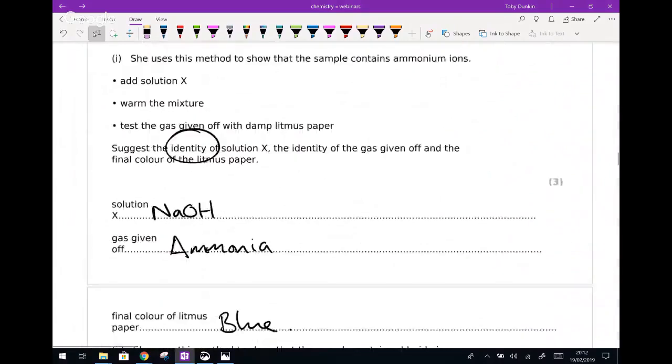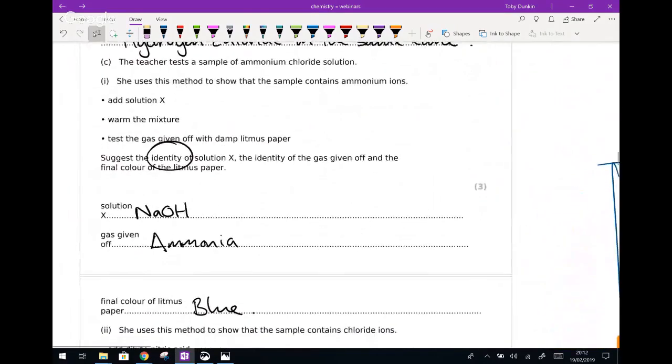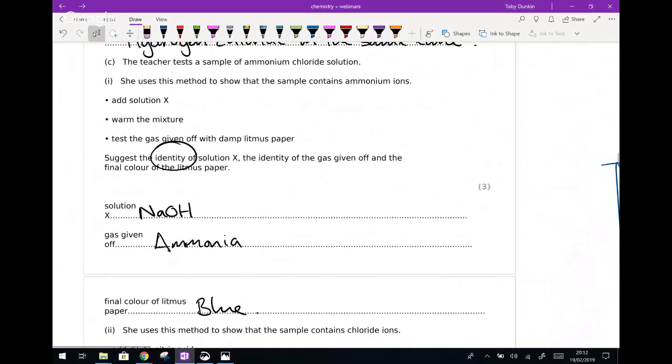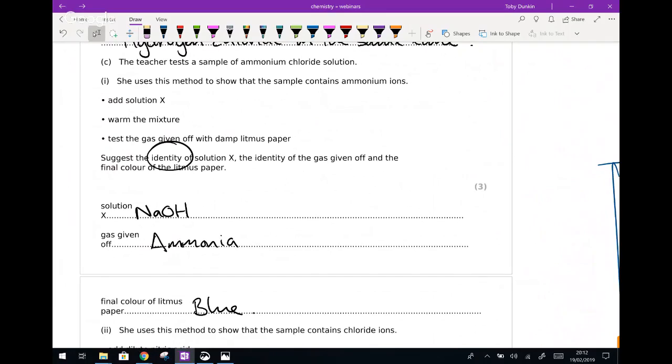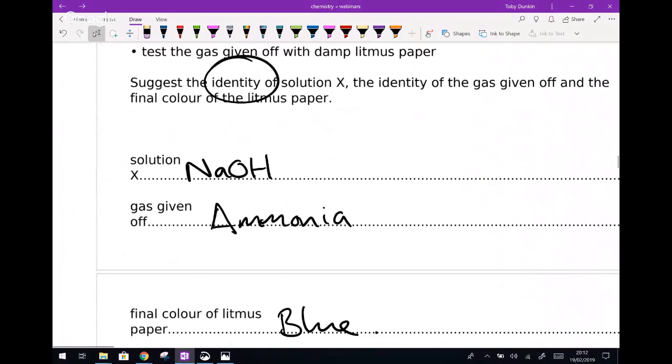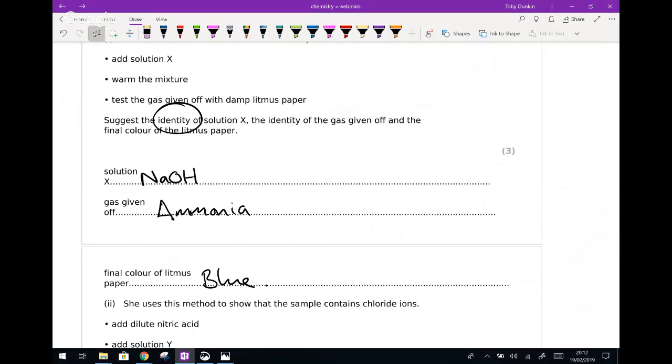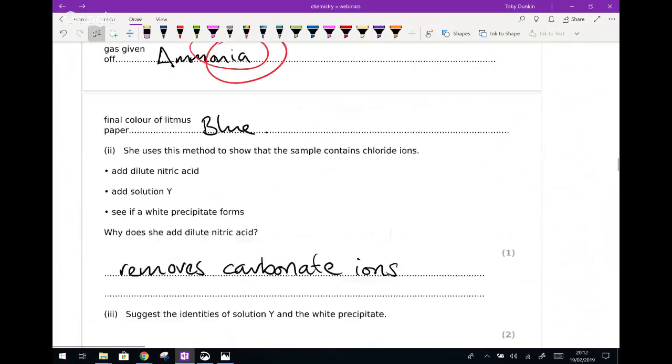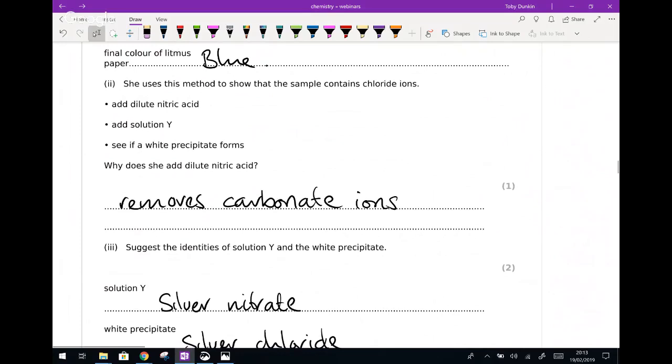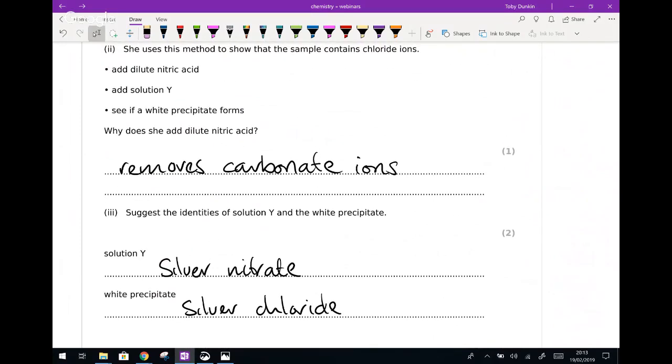Next, so the teacher tested the ammonium chloride solution. She added solution X and warmed it. Gas given off, damp litmus. Name solution X: sodium hydroxide. Gas given off: ammonia. Ammonia, not ammonium, ammonia gas. Final color of the litmus paper would be blue because it's an alkali. pH 11, good to know.